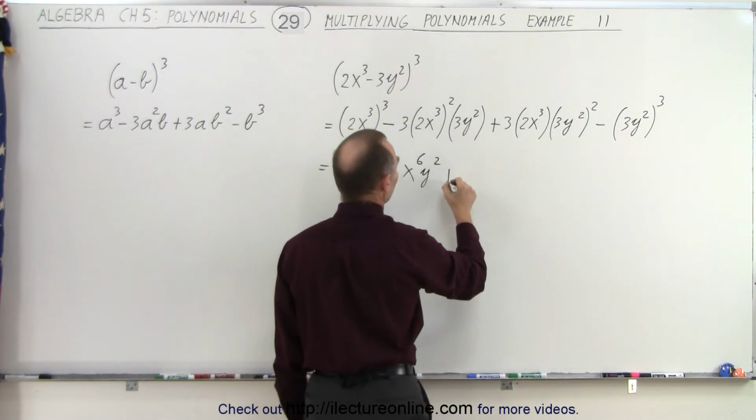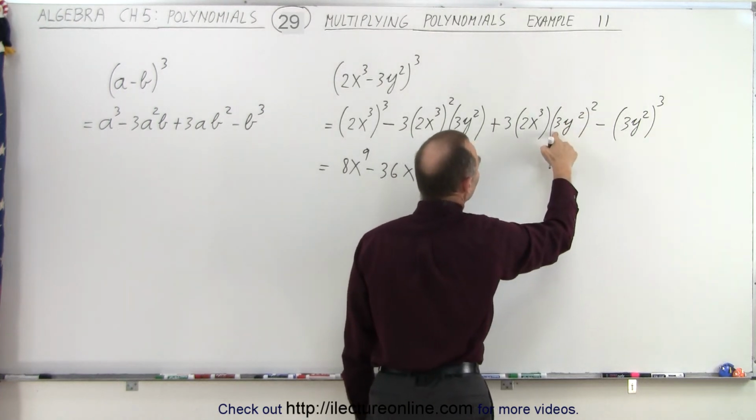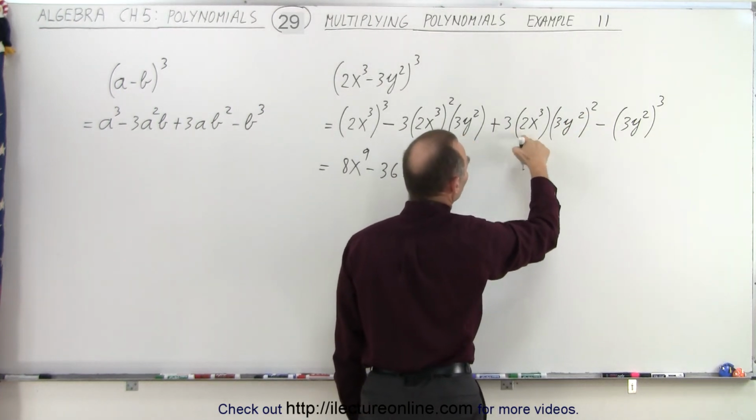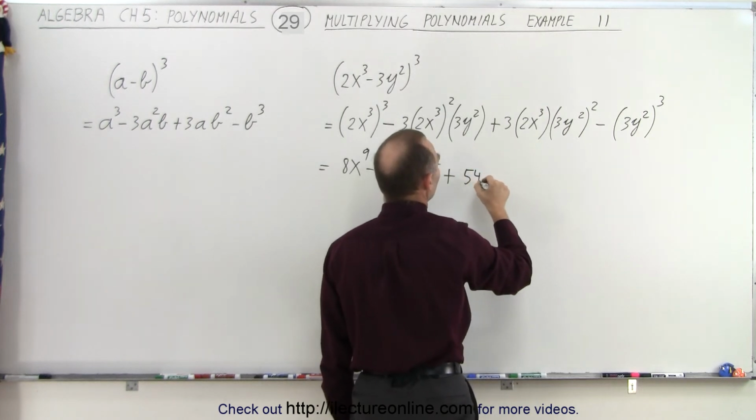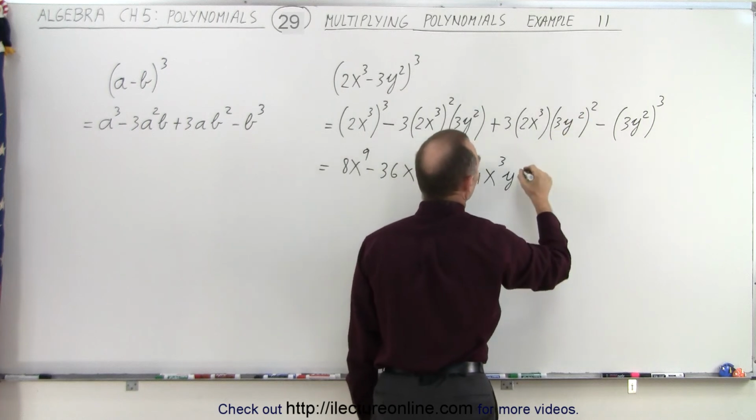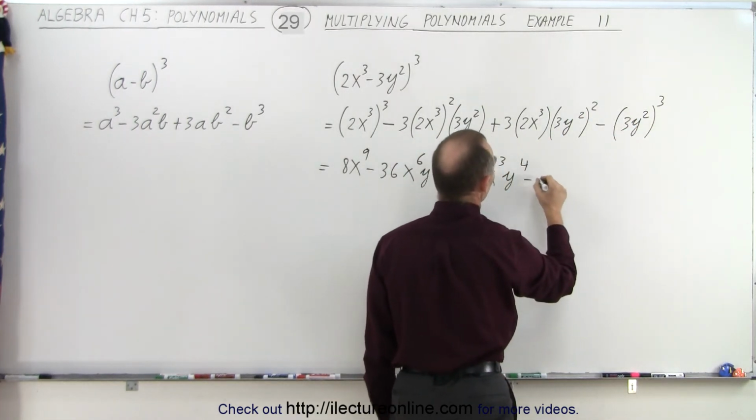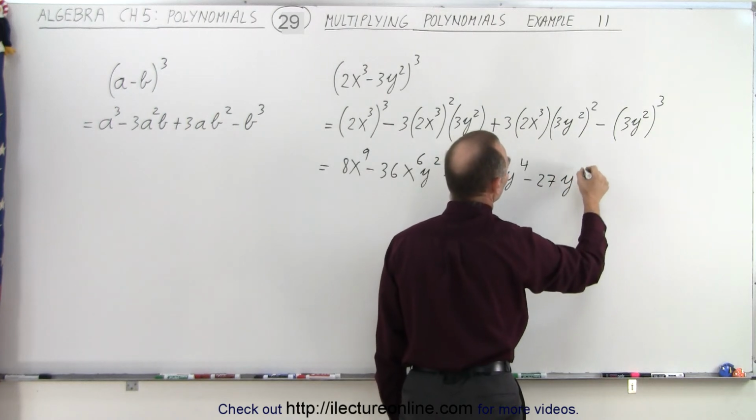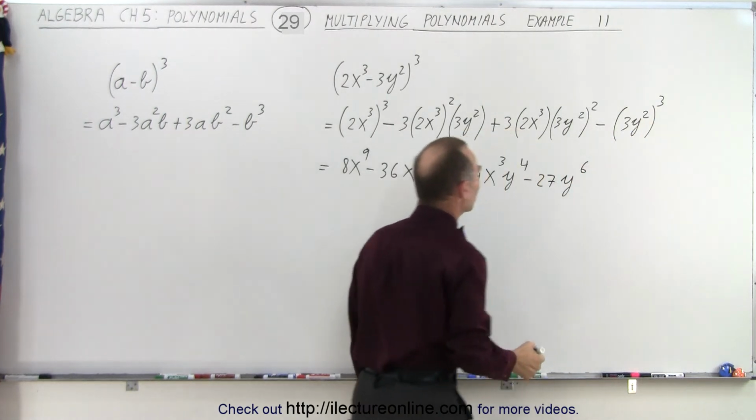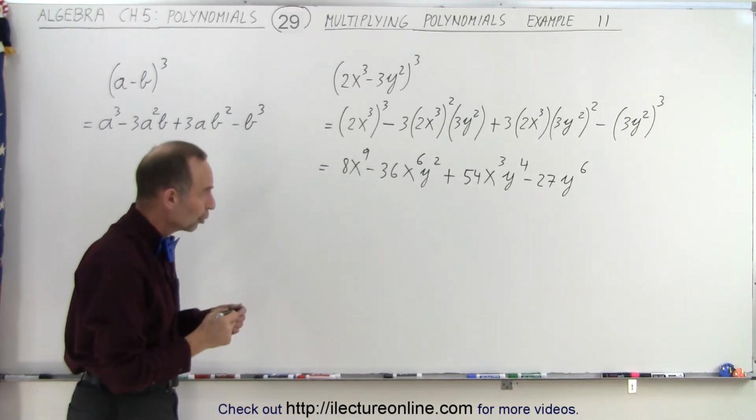Here we have plus 3 squared is 9, times 3 is 27, times 2 is 54, x cubed, y squared would be y to the 4th. And finally, 3 cubed is 27, so minus 27, y to the 6th, because we multiply exponents. And so that's the simplified form of that binomial cubed.